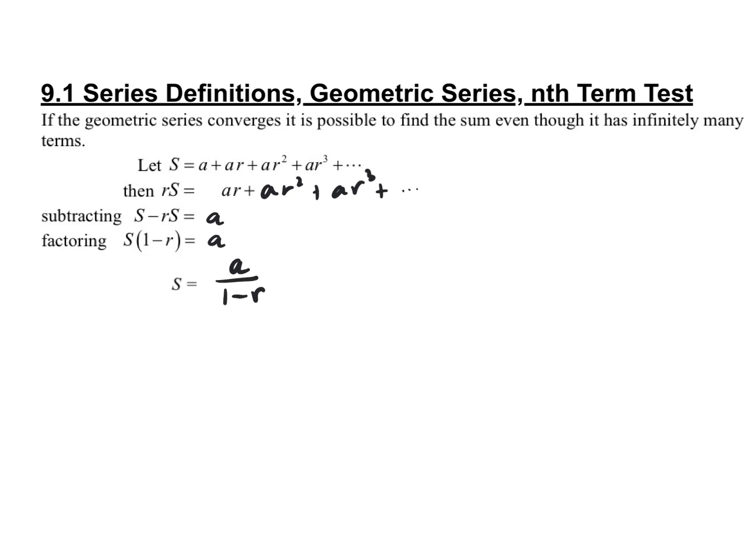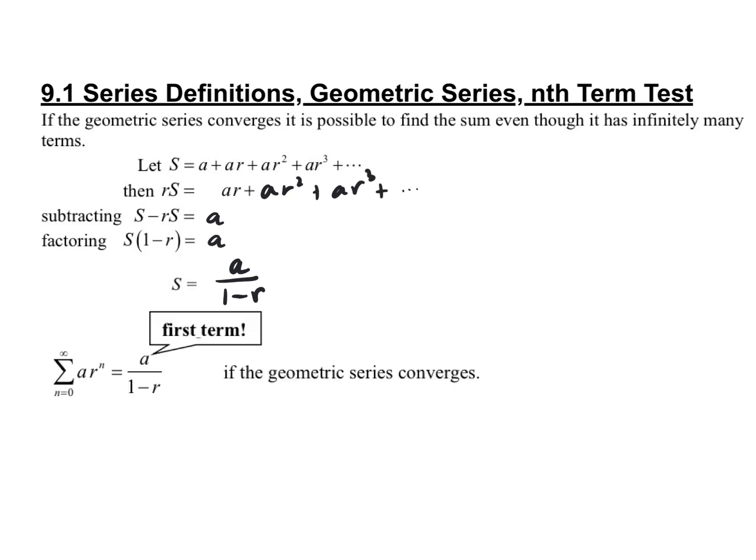This is the sum of a geometric series if it converges. This is a formula you need to know. A is, and I'm going to put this up here. Where is it? Yeah, here it is. Okay, there you go. That's the one you want to have. So A is the first term, and you divide by 1 minus whatever the common ratio is. You use this if the series converges, because not all geometric series are going to converge.